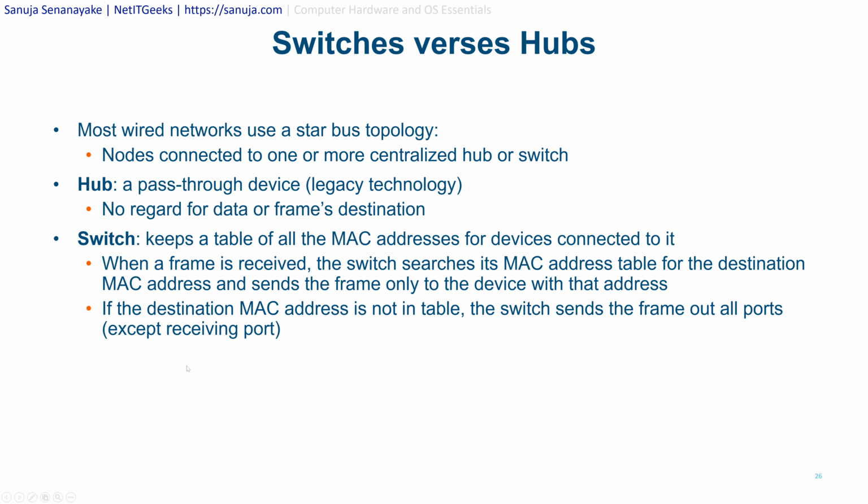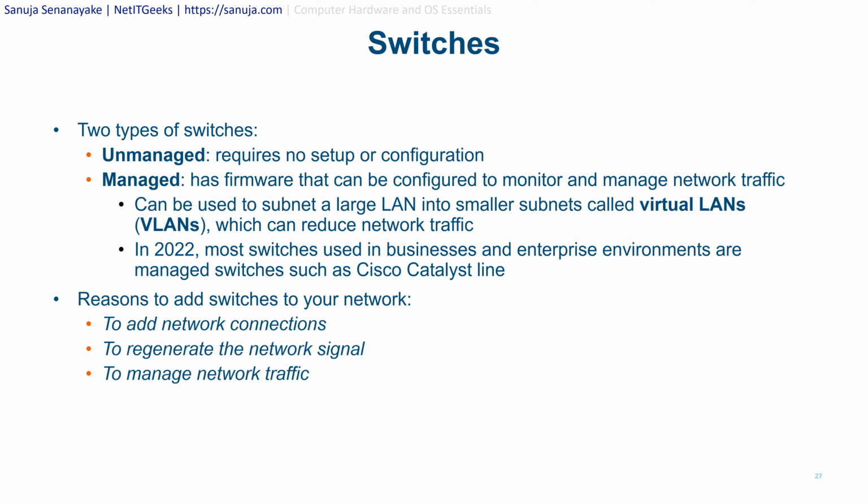So let's look at switches a little bit in depth. There are two types of switches: managed and unmanaged. Unmanaged switches, as the name describes, are unmanaged and require no setup or configuration, and don't have many of the advanced features that come with managed switches. Managed switches, which are most of the switches you would get from places like Cisco, have firmware that can be configured to monitor and manage network traffic.